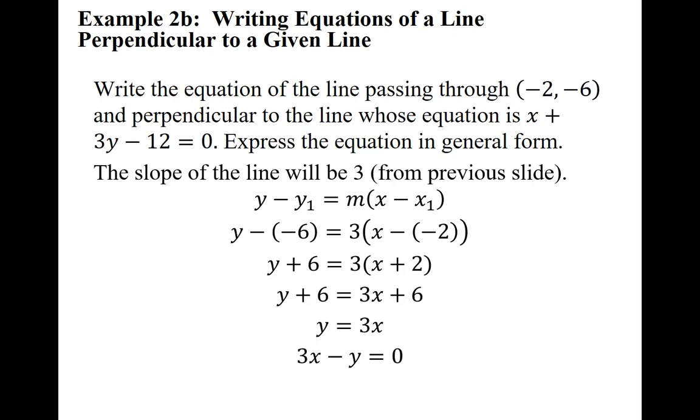But this is general form. X's and Y's on the same side. X is positive. It's not necessarily wrong if the X's are negative. Negative 3x plus y equals 0. Also technically correct. It's just a math convention. Doesn't that sound like fun, a math convention? Woohoo.